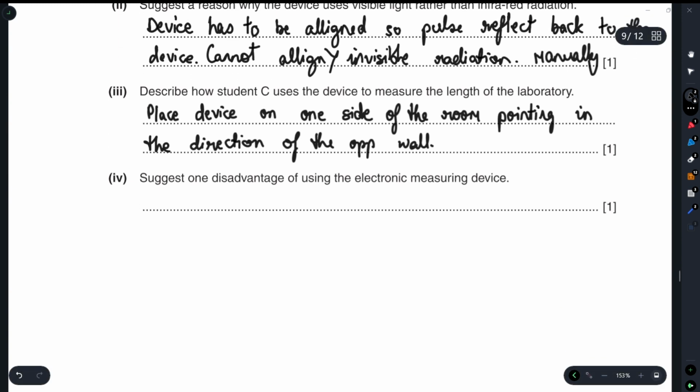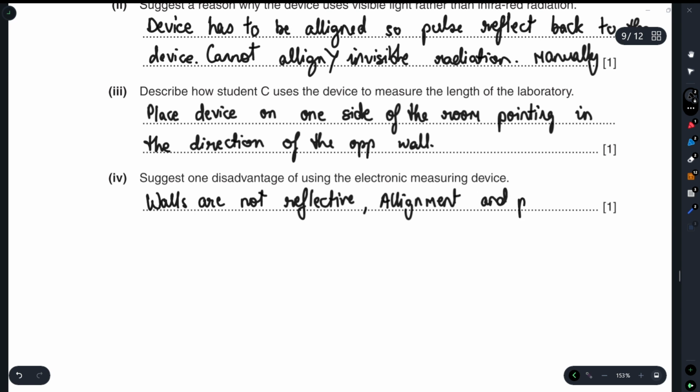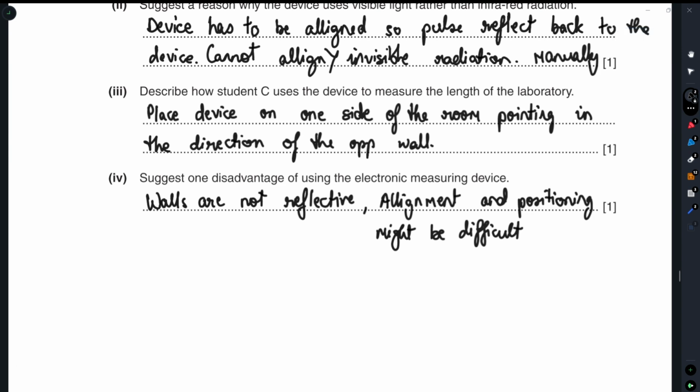क्या क्या disadvantage हो सकते हैं? Maybe your walls are not reflective. Generally, our walls are not reflective, right? Then we can say, okay, alignment and positioning might be difficult. ठीक है, और बहुत सारे practical issues आ सकते हैं. But again, these are the couple that come to mind right away.